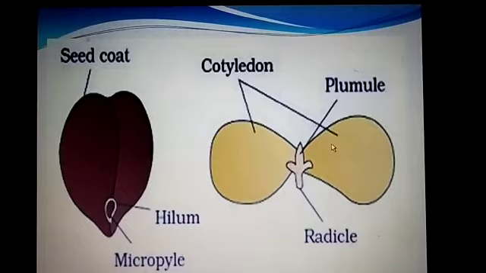There are 2 cotyledons, and this is the plumule, the upper part. The plumule is where the shoot arises, the radicle is where the root arises, and this is the cotyledon. 2 cotyledons are present in a dicot, and this is the seed coat, the testa and tegmen, and the micropyle where it germinates, and the hilum.